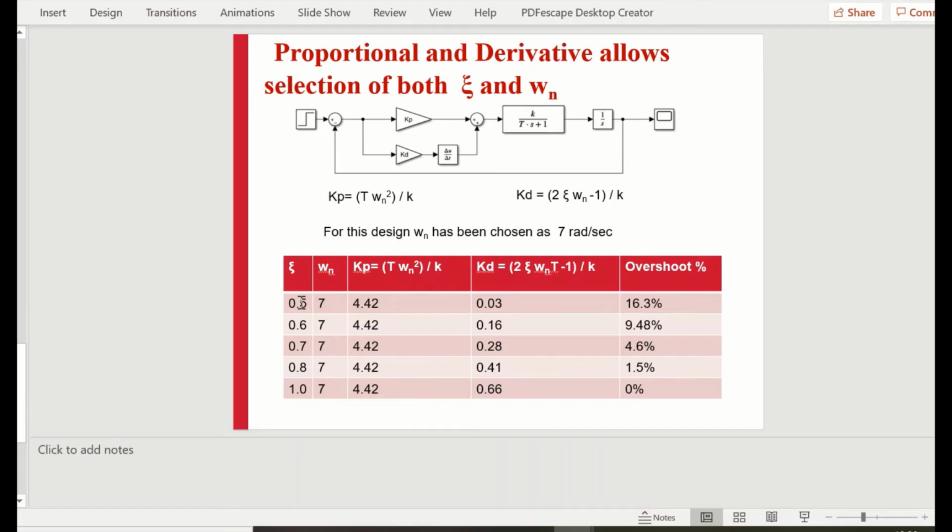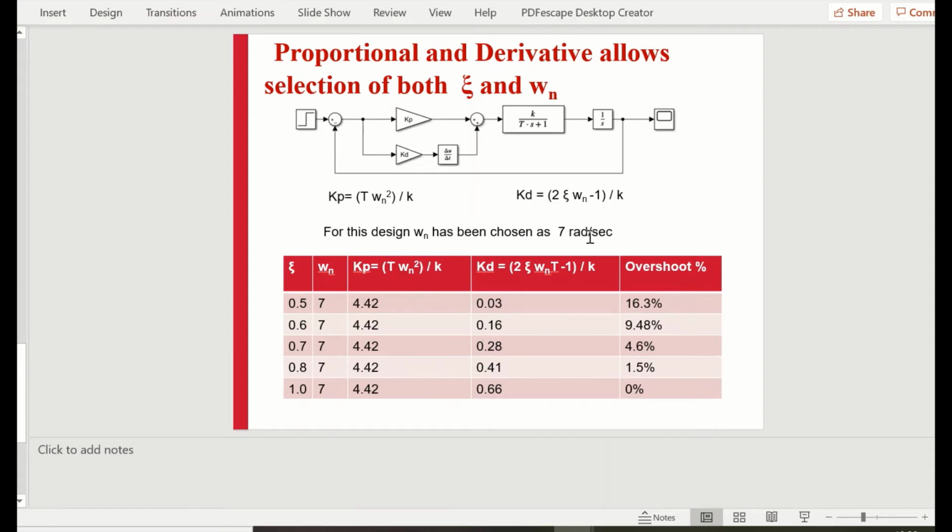So if we have got zeta as 0.5, omega n as 7, I can stick in now. I've got my equation for Kp and Kd. I get the Kp is 4.42 and the Kd is 0.03, and so that's going to give me, with 0.5, I get this 16% overshoot. If I go to 0.6, because this equation is always the same, the gain Kp will always be the same, but this value Kd will increase as we increase the damping ratio. This number will increase as well.